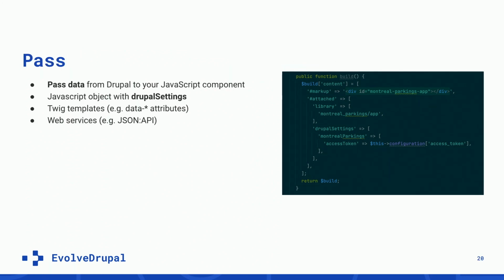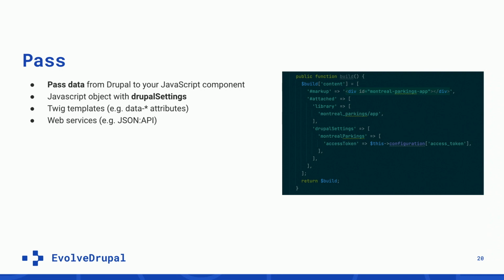The third point that we are talking about here is to pass data from Drupal into the component. Like I said, there are a few ways to do that. The easiest way is to use the Drupal setting. The other way is to use the twig templates. We have the data attribute, which is good for a medium size of data to pass into the component.